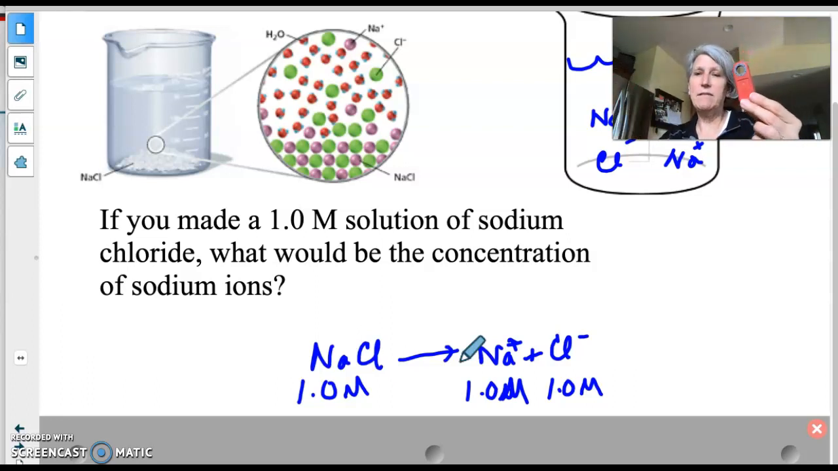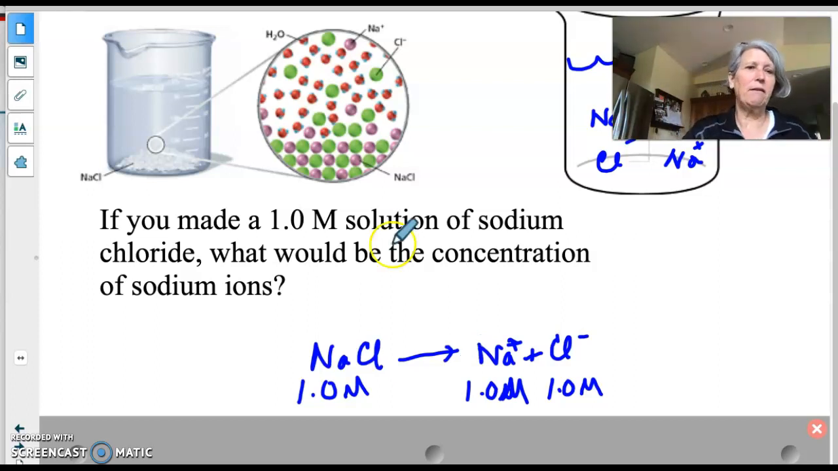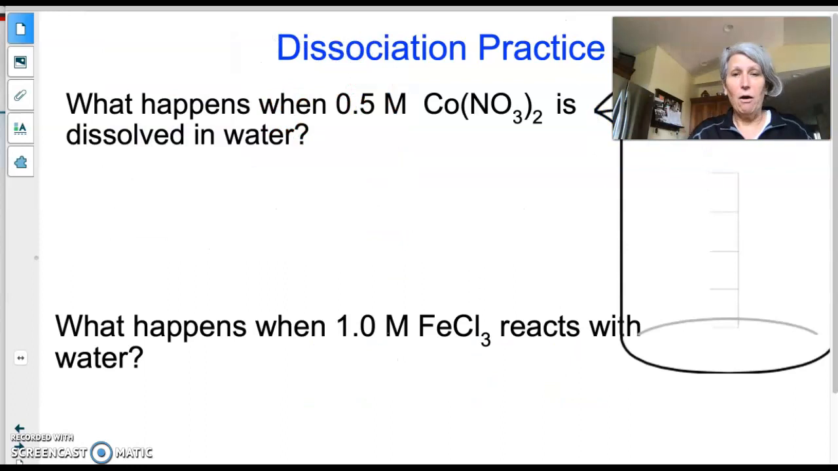So what happens is they're going to break apart and they're now going to be just kind of floating around in this water, and this is 1 molar sodium ion. This would be the 1 molar chloride ion. So they break apart and they dissociate, okay? All right, so now not everything exists in a 1-to-1 ratio.